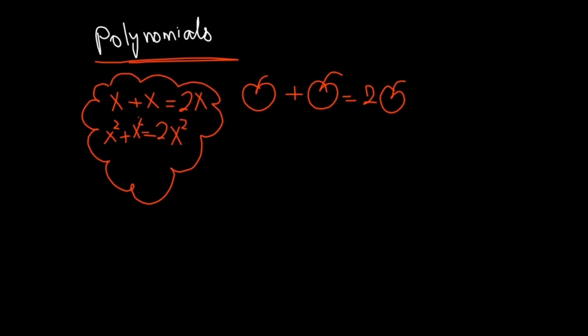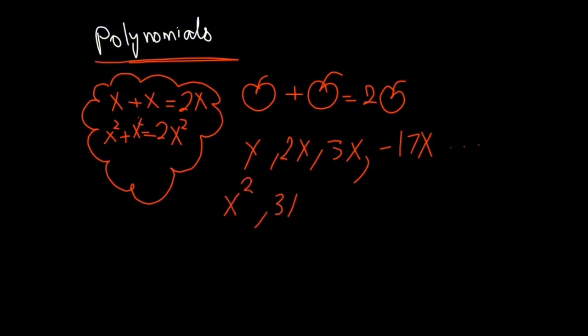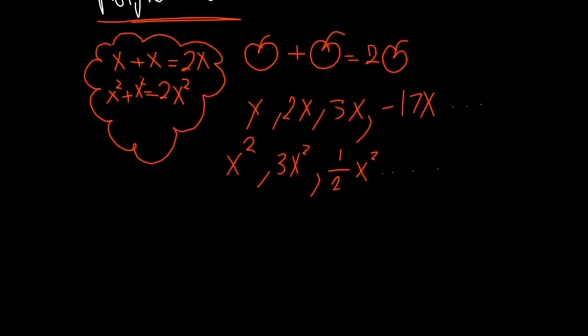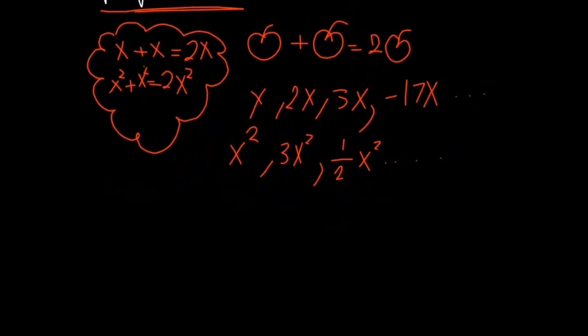So how do we know that the terms are like terms? If we have x with x, for example, with 2x, 3x, negative 17x, etc. Or for example, if we have x squared, 3x squared, 1/2 x squared, etc. So in this case, we can say these are like terms. Like terms are when we have the same variable with the same exponent.